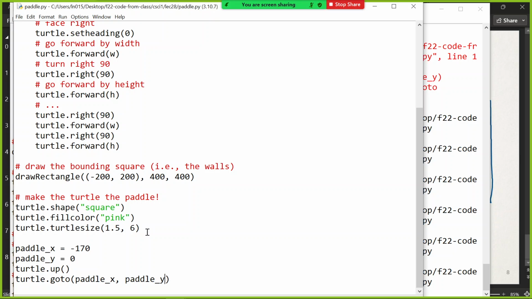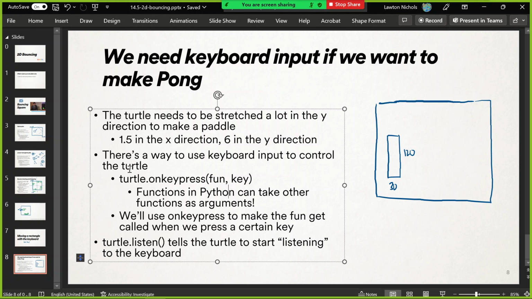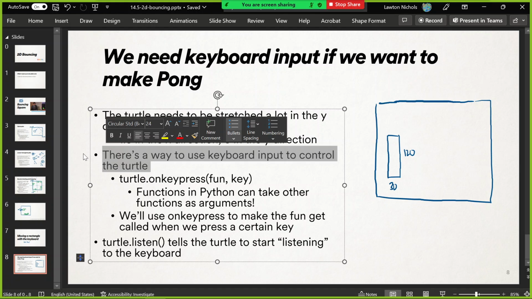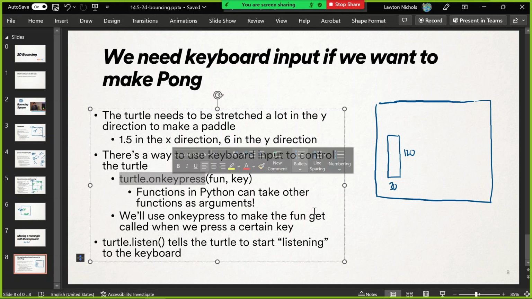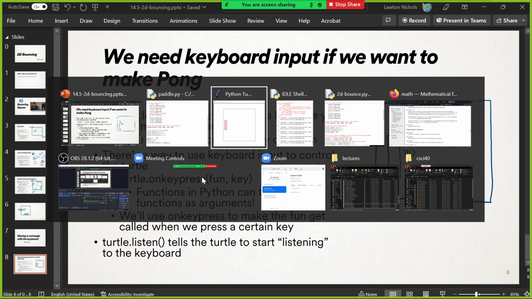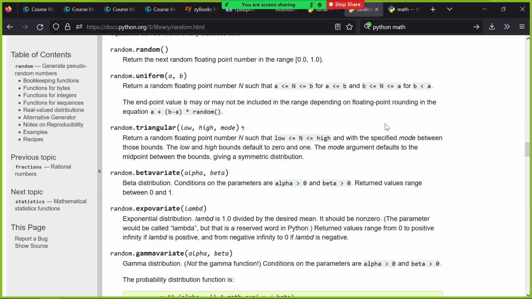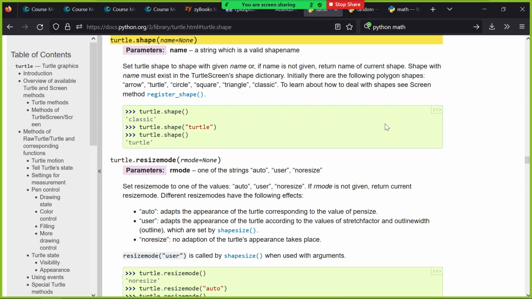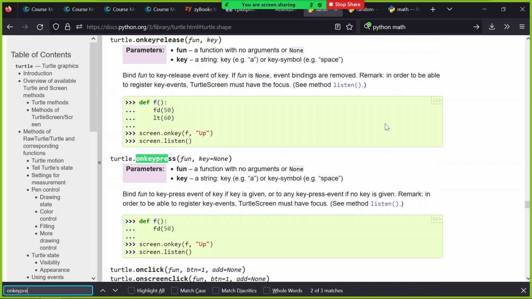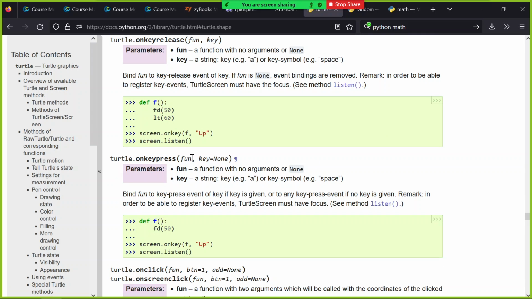All right, that's the idea there. Go to paddle X, paddle Y. So that's the same as before. And now, here's the beauty of key presses. There is a way to get the keyboard in the Turtle library. You can say turtle.onkeypress, and you can set up a function to be called whenever your key gets pressed. You can set up: I want this thing to happen when the up arrow gets pressed, this thing when the down arrow gets pressed, this thing when the space key gets pressed. So it's onkeypress, and it takes two things, a function and the name of what key you want to set this up for.